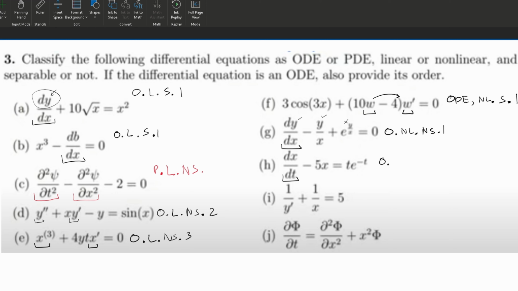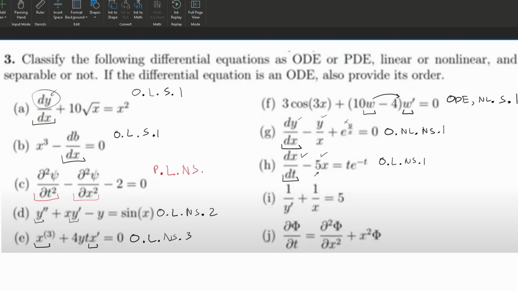Is this linear or non-linear? Well, let's look at our instances of x. It occurs right here. This is okay. And it occurs right here, just being multiplied in. That's okay. So it is linear. Now, separable or not separable? If we multiply everything by dt, you'll have an issue right here with x dt. So this is not separable. And the order is just going to be 1. You can see that by looking at the only differential equation.